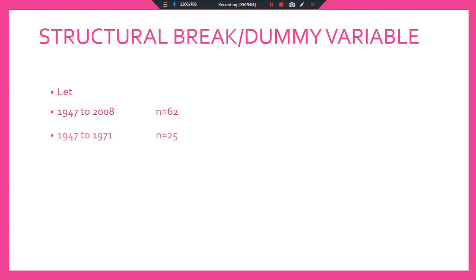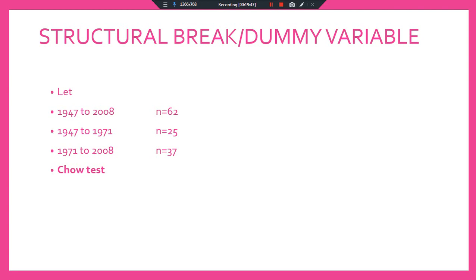And you know that Pakistan faced a structural break in 1971, when one part of Pakistan got independence and became Bangladesh. So we have to introduce a break at 1971, and now we have two parts of the data: from 1947 to 1971, with a number of observations 25, and from 1971 to 2008, with a number of observations 37.